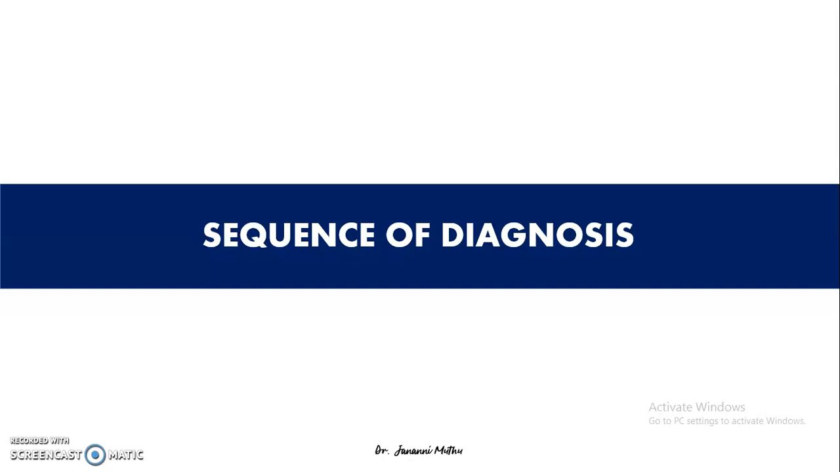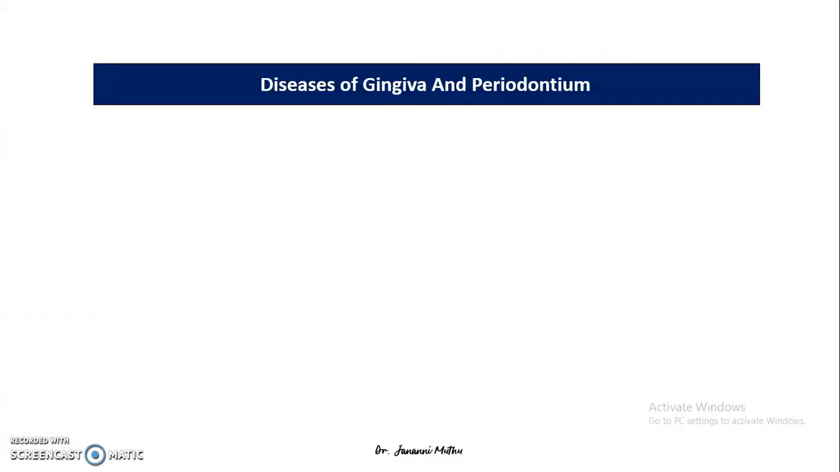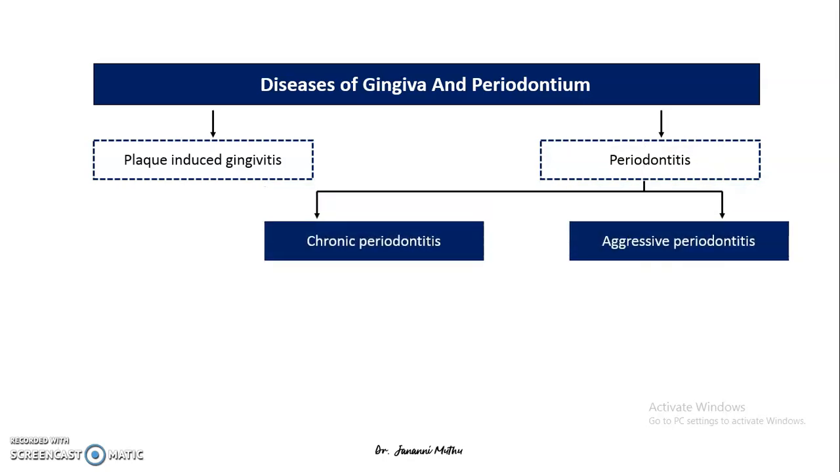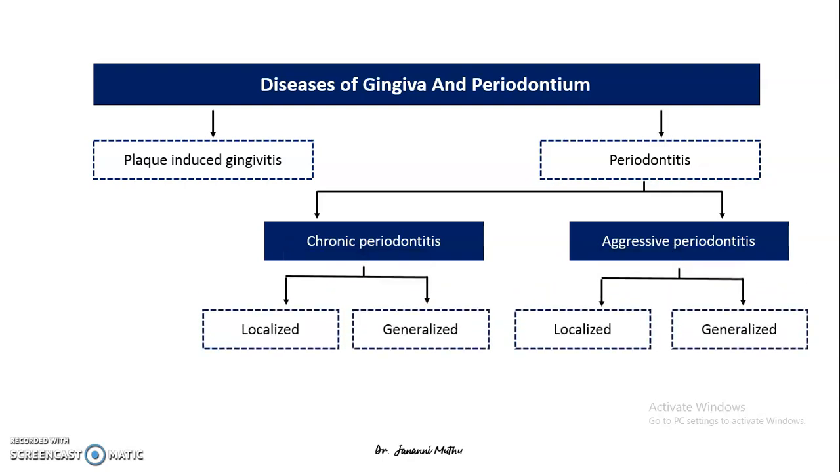Let's now look at how to diagnose gingival and periodontal diseases. This is done in a sequential order, almost like an algorithm. The two main entities are gingivitis and periodontitis. So, first determine whether the given case is gingivitis or periodontitis. If the case is diagnosed as having periodontitis, the next step is to determine whether it is chronic periodontitis or aggressive periodontitis. Once that is established, the final step is to see whether it is localized or generalized.